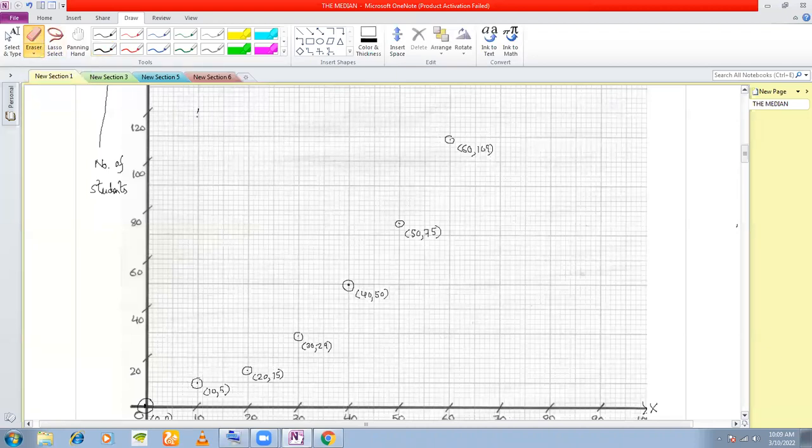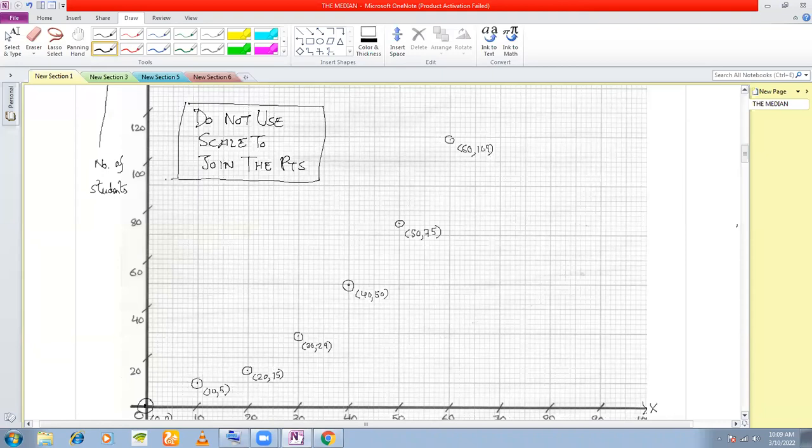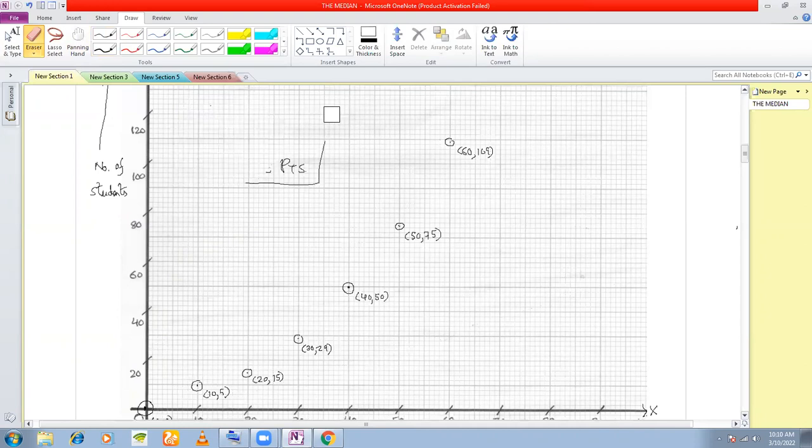Do not use scale to join the points. Remember, this is very important. Why, sir? Because this is a freehand curve. This is a freehand ogive with a freehand curve. It is not a continuous curve like in a straight line. It is not straight. So therefore, you don't need to join with the help of a scale. You need to join with the help of your freehand.